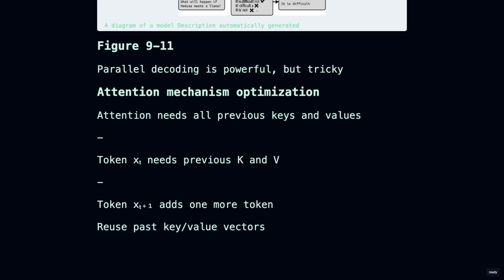That is exactly what the KV cache does. It stores key and value vectors from earlier steps, so the model only computes the newest ones. This turns repeated work into reuse.